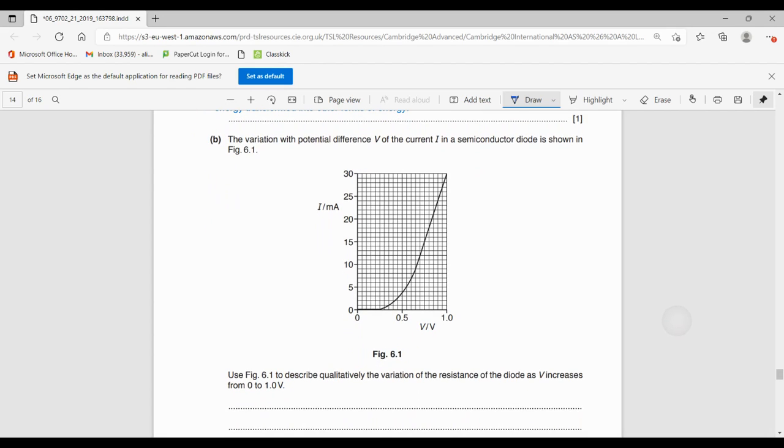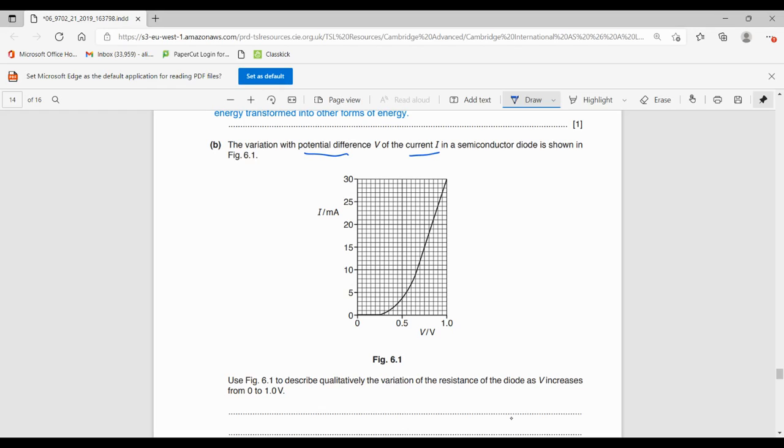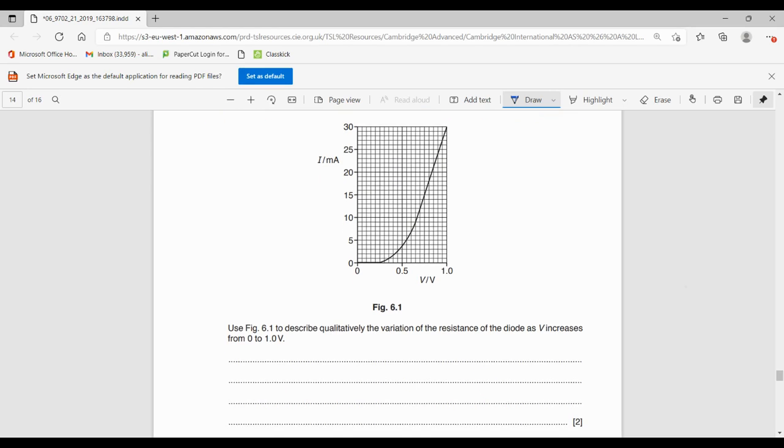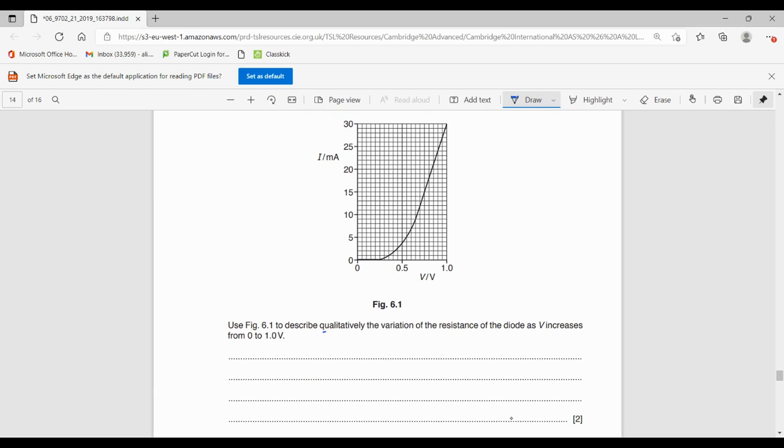Moving on to part B, variation with potential difference of current I in a semiconductor diode is shown in figure 6.1. So figure 6.1 is actually the VI characteristics of a diode. Use figure 6.1 to describe qualitatively the variation of the resistance of the diode, which means how the resistance is changing for this particular diode as V increases from 0 to 1 volt. We have to describe it qualitatively.